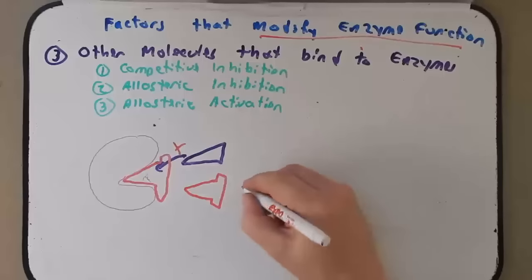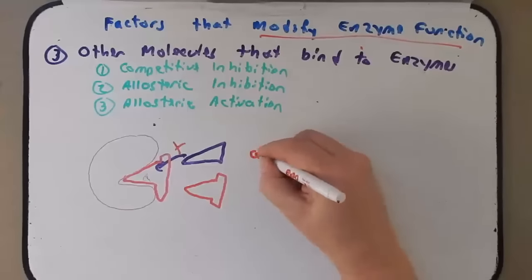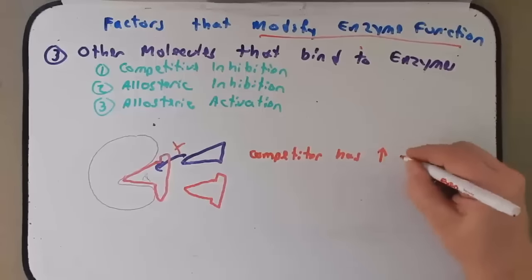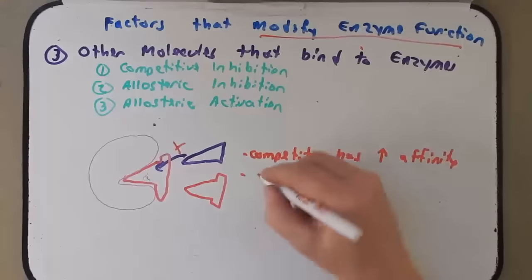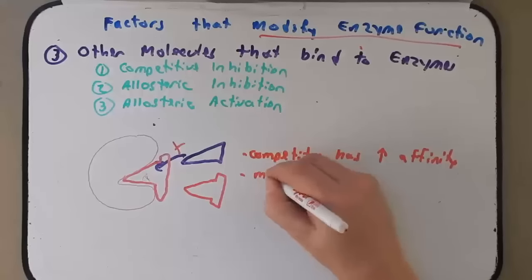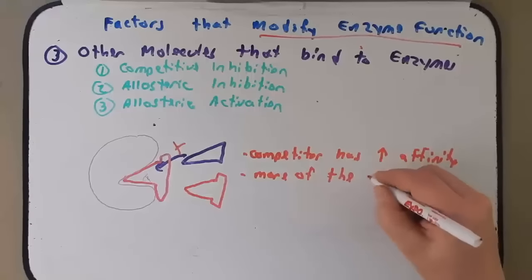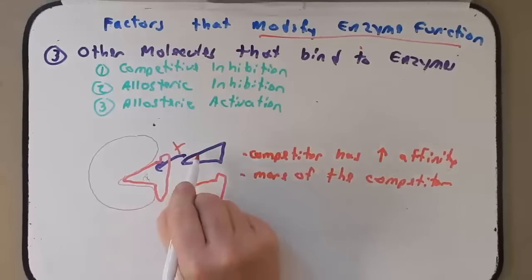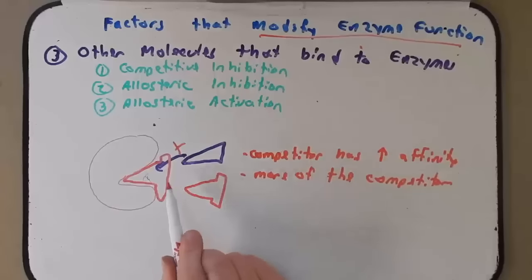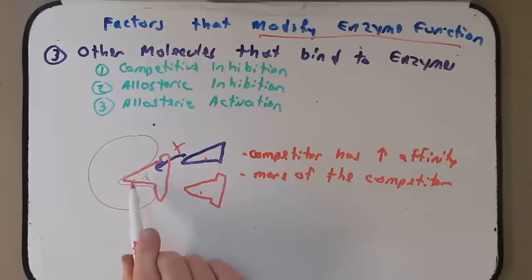Sometimes this happens because the competitor has a higher affinity for the active site compared to the natural substrate. Another way this could happen is that there is more of the competitor than the natural substrate. So if there's more of this competing substrate, it is more likely to bind into the active site than the natural substrate. We say it's competing because both of these are competing for the same site.